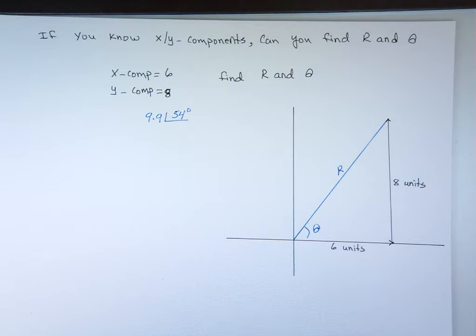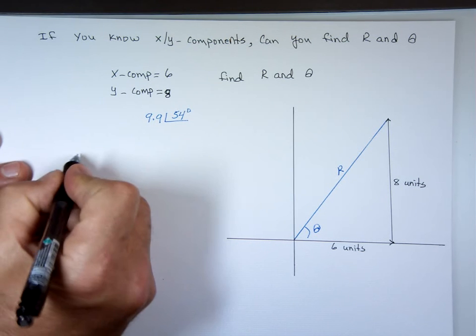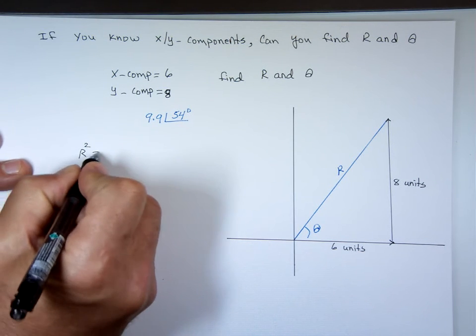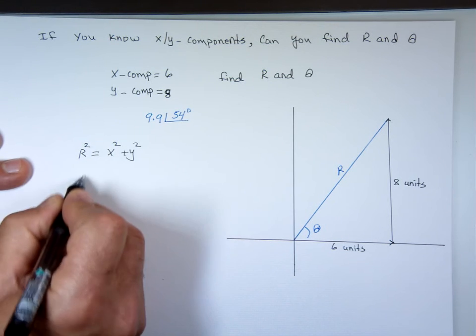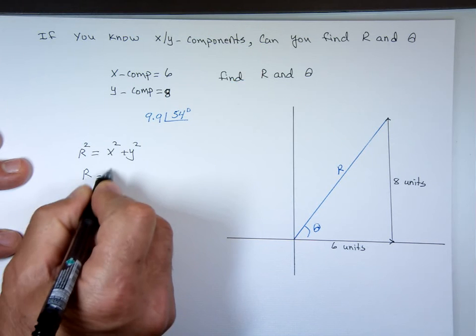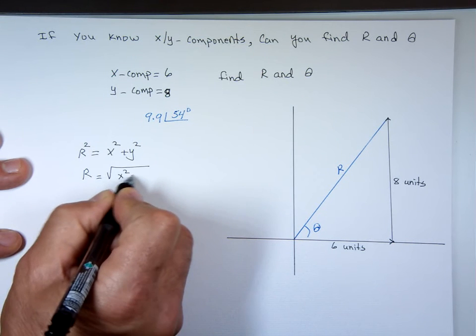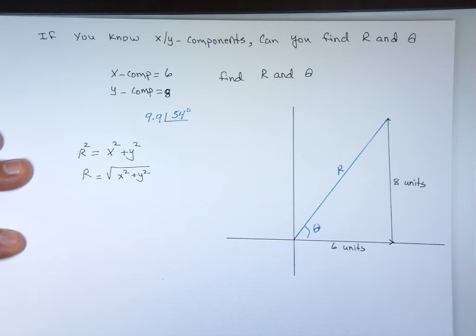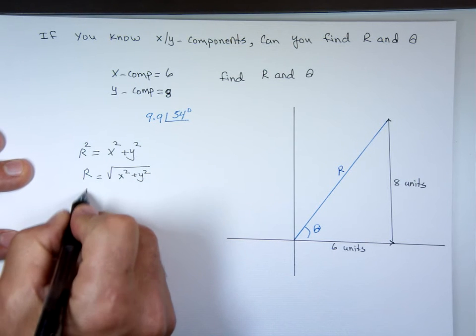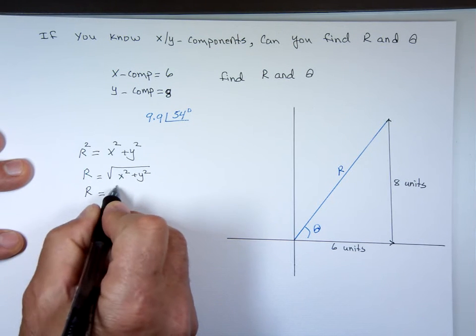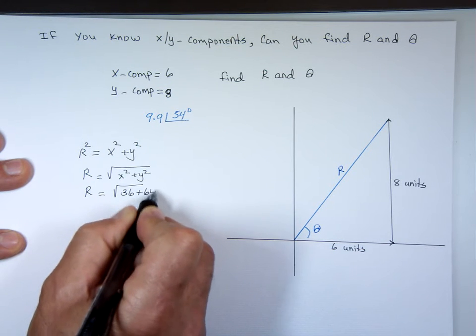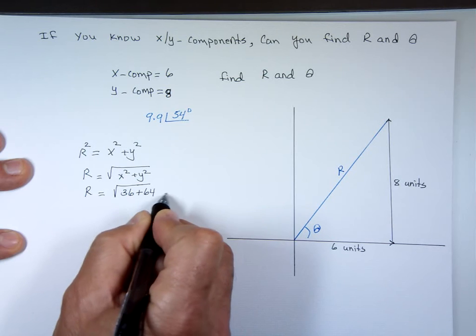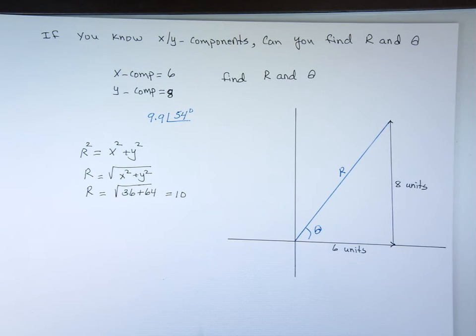What do you know about a right triangle? Yep, Pythagorean theorem. R squared equals what? X squared plus y squared. So really r is the square root of x squared plus y squared. In this case, x is 6 squared, that's 36. Y is 8 squared, that's 64. And that should give me a value of 10. I got 9.9. You probably got a 10 there if you did it right.